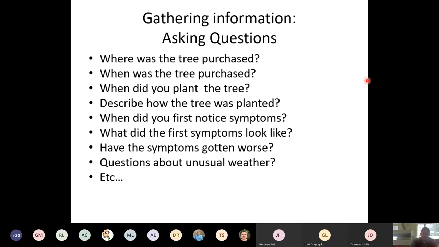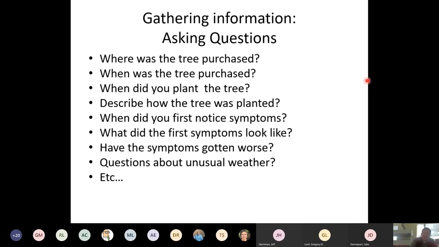Have the symptoms gotten worse? That can be a useful question to ask. Questions about unusual weather. Hailstorms can cause fungal outbreaks of cankers, and stressful events, broken branches, like from straight line winds, make trees more attractive to insects that can mass attack trees and overwhelm them. These are just a set of possible questions that you can ask.